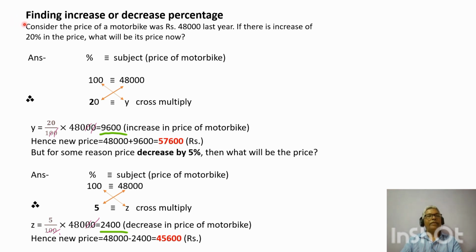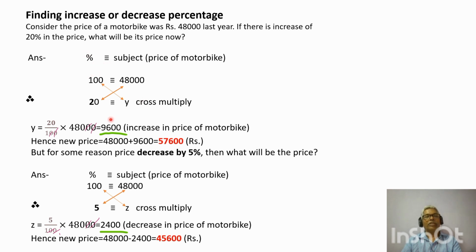So we move ahead to finding increase or decrease percentage. Okay. This will be clear from this example. Consider the price of a motorbike was 48,000 last year. If there is an increase of 20% in the price, what will be its price now? So we need to convert this 20%, which is an increase, into rupees. We are given 48,000 as the total price, so we write percentage and subject, in this case the price of a motorbike.